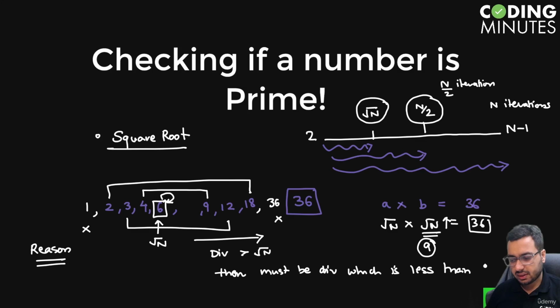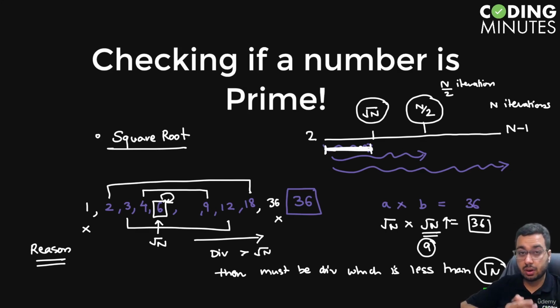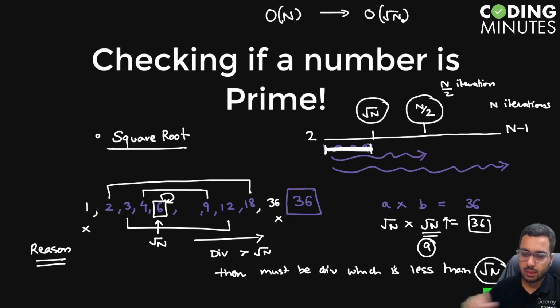So effectively what we are saying is, a higher divisor of a number cannot exist without a smaller divisor. So if a number is not prime, it is enough to check whether there is at least one divisor in the range 2 to root n. That's what we are trying to conclude. Now you can reduce the complexity of checking if a number is prime from order of n to order of root n, if you follow this approach.